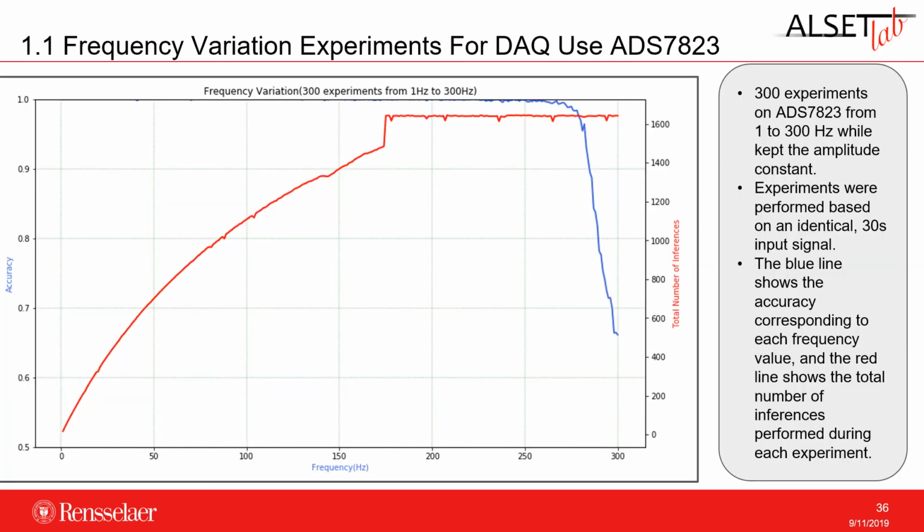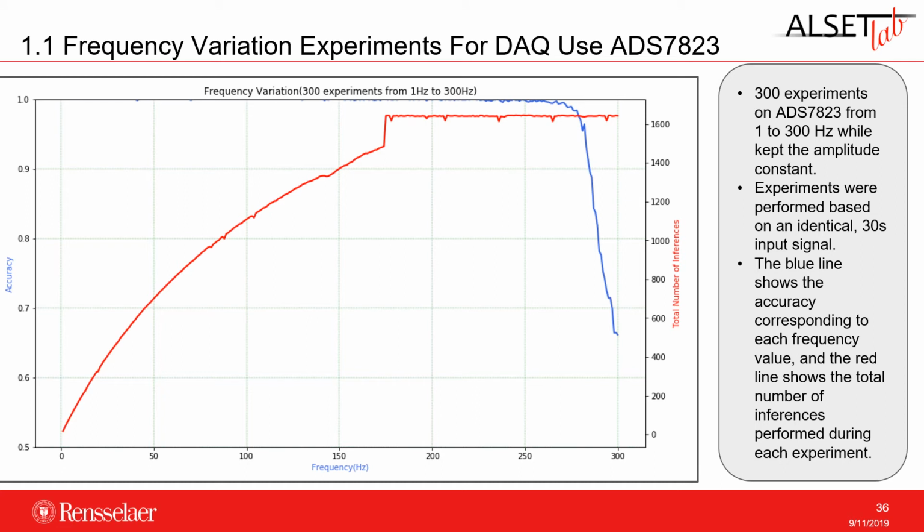So for the experiments, the first experiment I'm going to present is the frequency variation experiment. First, for the ADS7823, in order to test the limit of the testing range, I performed 300 experiments on ADS7823 from 1 to 300 Hz, while keeping the amplitude constant. Use the automation method described in slides 19 to 21.